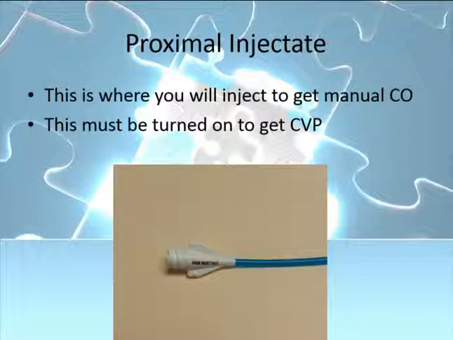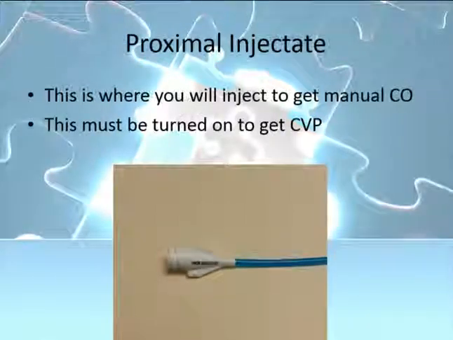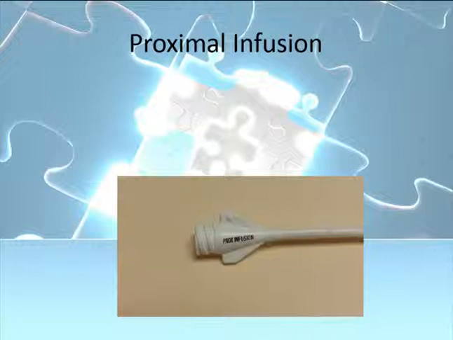Proximal injectate, it looks like this. It's the blue port. This is where you will inject to get your manual cardiac output. This must be turned on if you're doing the H method to get a CVP. If you have the H, you have to have it turned on. If you don't have the H, you have to have a pressure line to it. Your proximal infusion port is just that. It is for infusion, and it is white, just like that.